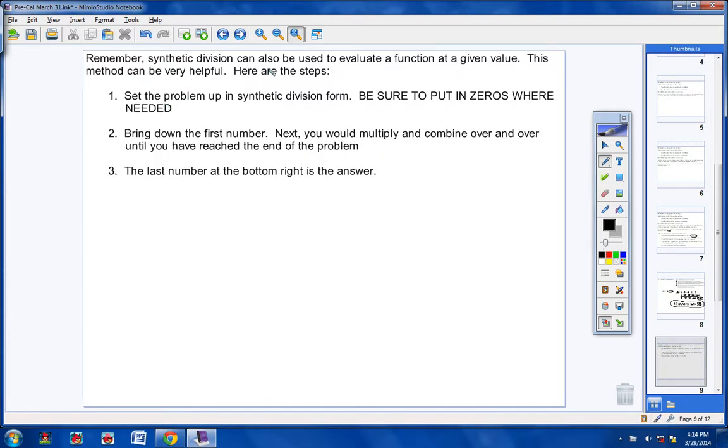Now, remember, synthetic division can also be used to evaluate a function at a given value. This method can be very helpful. Here are the steps. Copy these down. Set the problem up in synthetic division form. Be sure to put in zeros where needed. Bring down the first number. You know this step already. Multiply and combine over and over and over. Look at step 3. The last number at the bottom right is the answer.